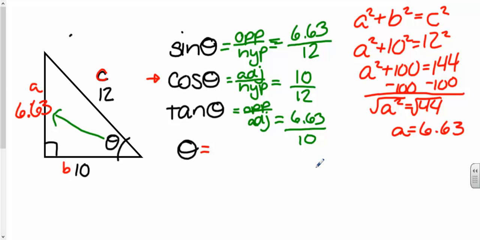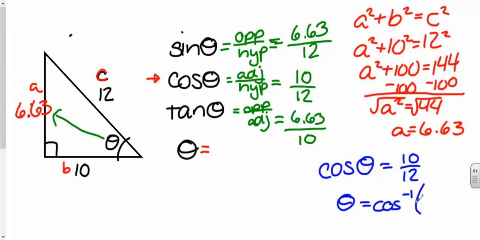So I'm going to rewrite this down here so it shows up a little bit. So cosine of theta equals 10 over 12. Now if I want to get theta by itself, so I want to move cosine to the other side, the way I do that is by using cosine inverse. So I have theta equals cosine inverse of 10 over 12, which is just straight up calculator magic. If your calculator's in degrees, you get 33.56.